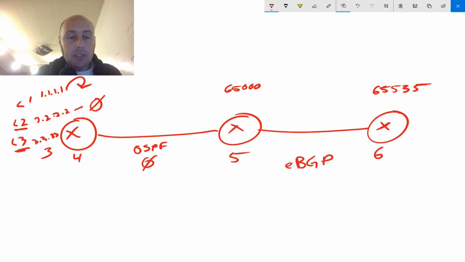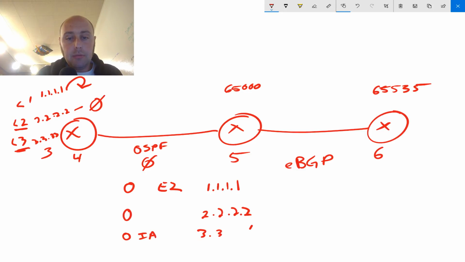So what that's going to give me, here on router 4 and on router 5, is one OSPF E2 route, which is external type 2, which is going to be our 1.1.1.1. It's going to give us our intra-area route, which is going to be 2.2.2.2. And I'm going to get the OSPF inter-area route, which is going to be 3.3.3.3, because it's coming from another area.